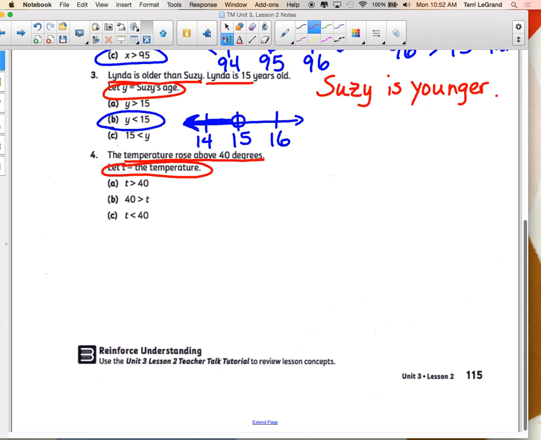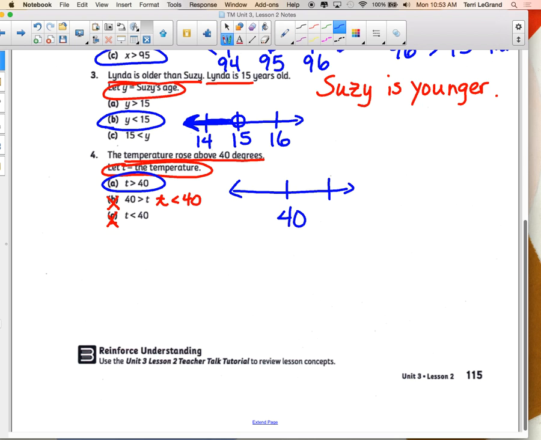Well, the last one, C, says T is less than 40, the temperature would be below 40, so not that one. Let's work up. 40 is greater than T, or in other words, another way we can write this one is T is less than 40. So that one actually says the same thing that C does. And we already nixed C, so now we're going to get rid of B. So A, T is greater than 40. The temperature is more than 40. It rose above 40. That appears to be our correct choice.